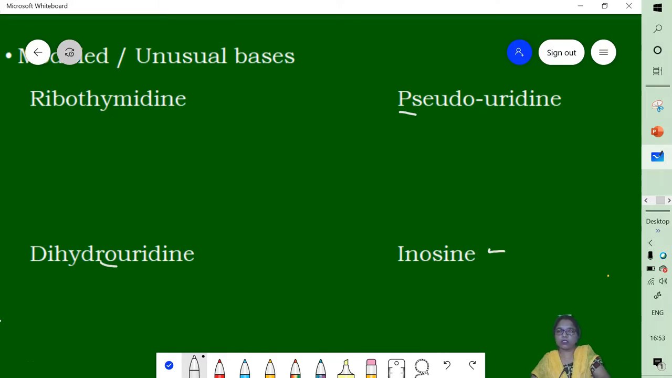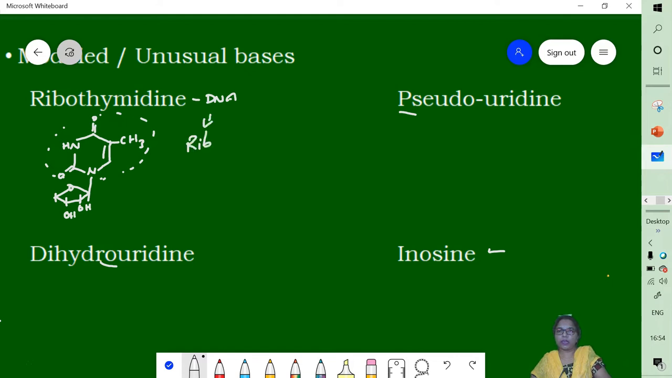Let's see the structures one by one. Ribothymidine. This is the structure of ribothymidine, where this is the ribo sugar. That is why it is called ribothymidine. And here, this entire molecule is the thymine structure. Usually thymine is present in DNA, but this thymine is attached to the ribo sugar. That is why it is called ribothymidine.